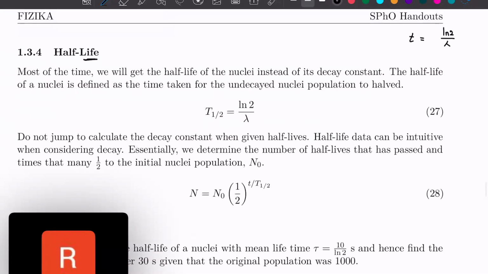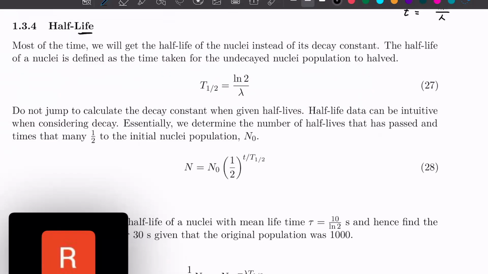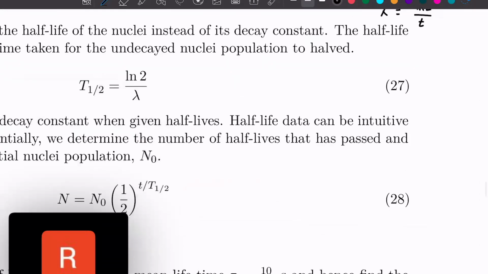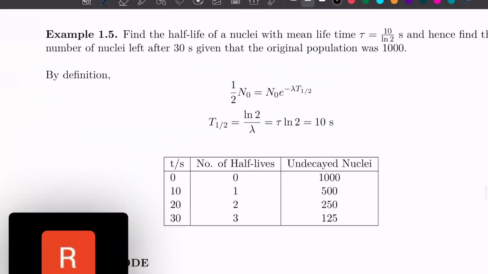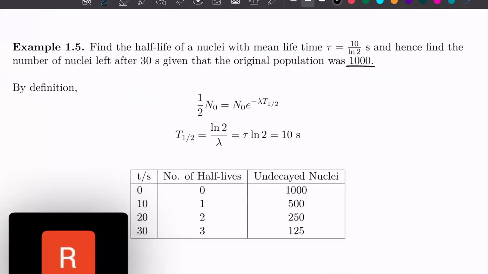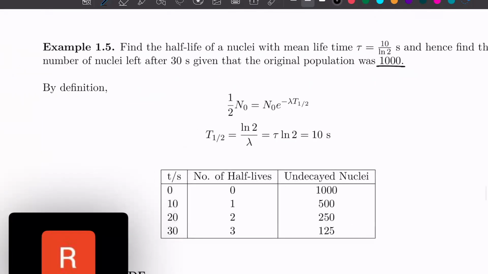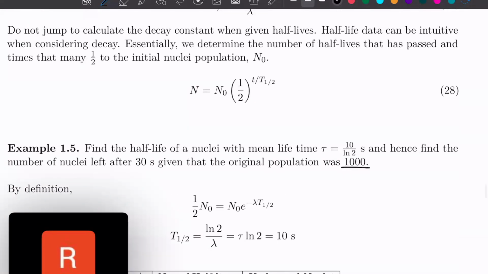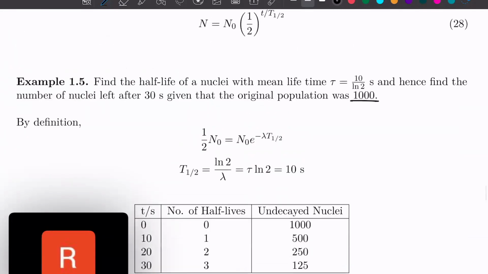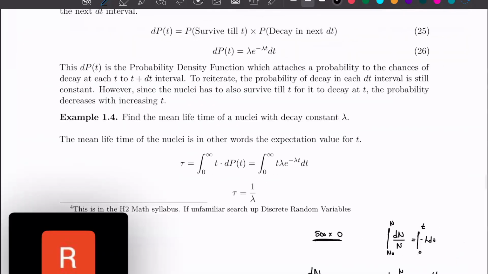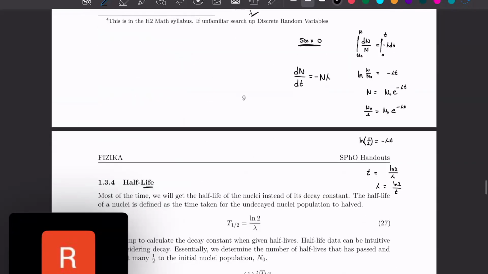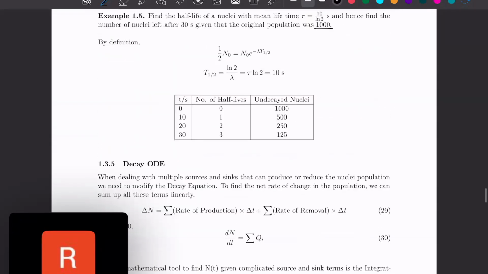If they do give you information of the half-life, don't always try to find your lambda instantly, because sometimes half-life is just easier to work with. So I gave an example where half-life is very nice to work with. I gave you an original population of 1,000. Then over here is mean lifetime. Maybe I will have to elaborate on what mean lifetime is. I think you would know what mean lifetime is if you followed the previous example. I'll go to that later.